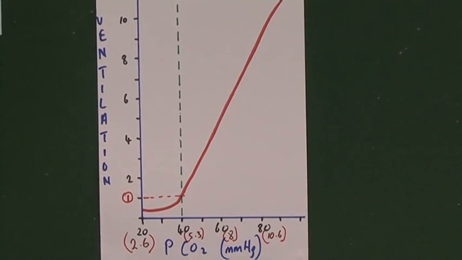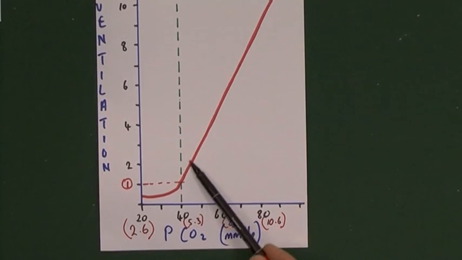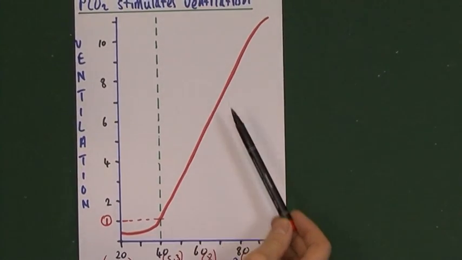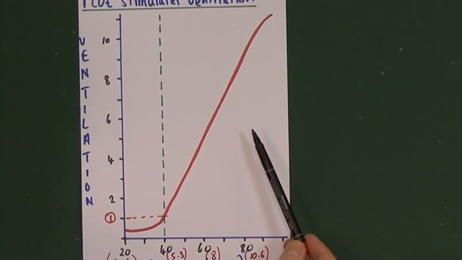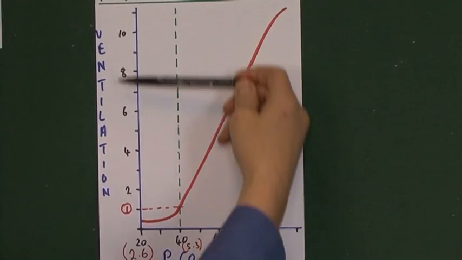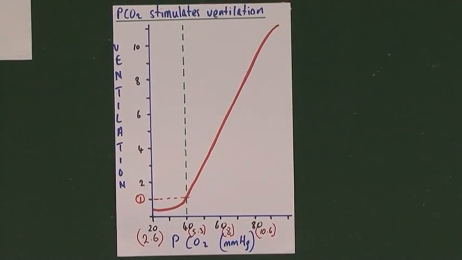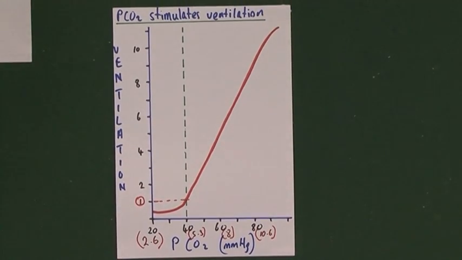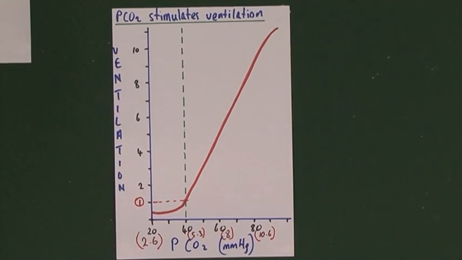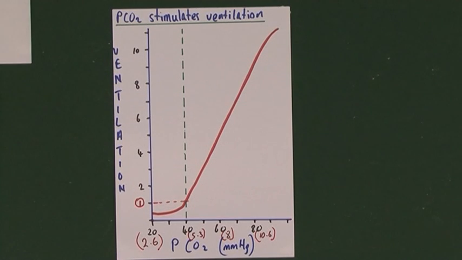And what we notice is that as the level of carbon dioxide in the blood increases, this is detected by the central chemoreceptors in the medulla oblongata, and this massively stimulates ventilation. So increases in the amount of carbon dioxide in the blood will massively, physiologically, stimulate ventilatory effort.